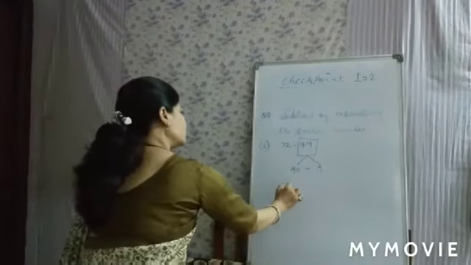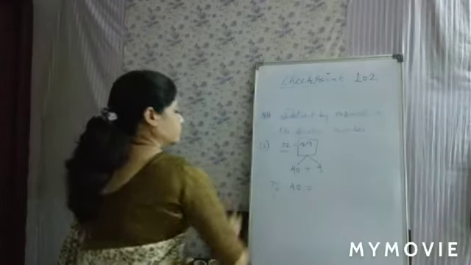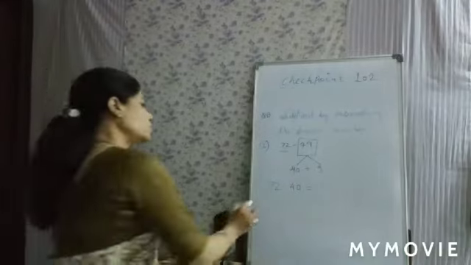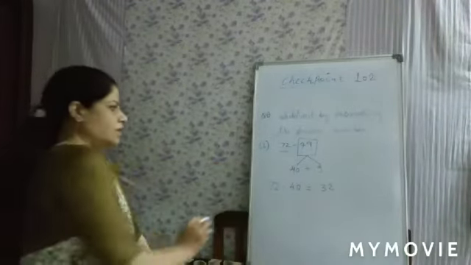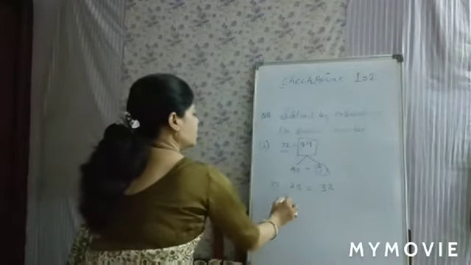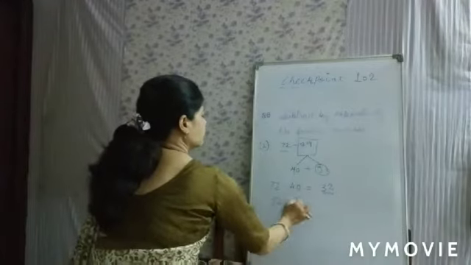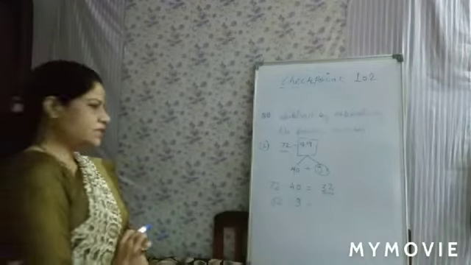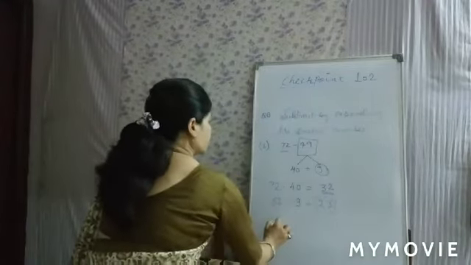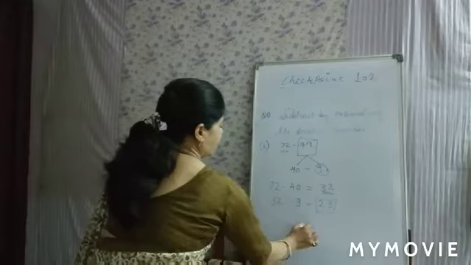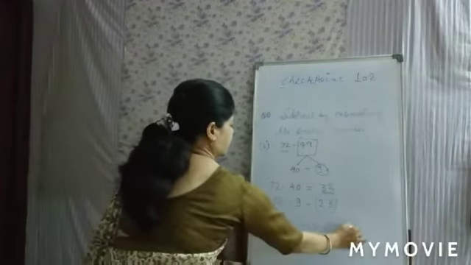Then you have to subtract 40 from 72. 72 minus 40 will be 32. Then this 9 remains. You have to subtract 9 from 32. So 32 minus 9 will be 23. So when you subtract 49 from 72, you will get 23. This is the difference.